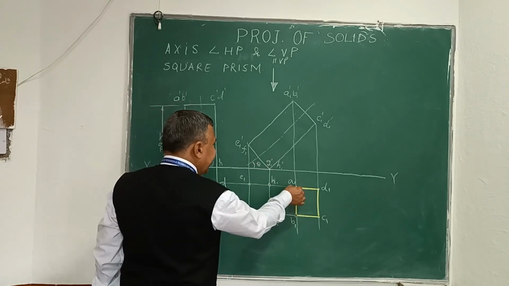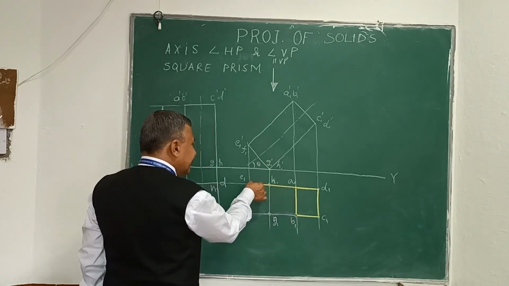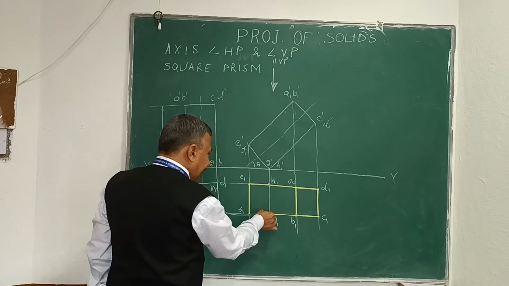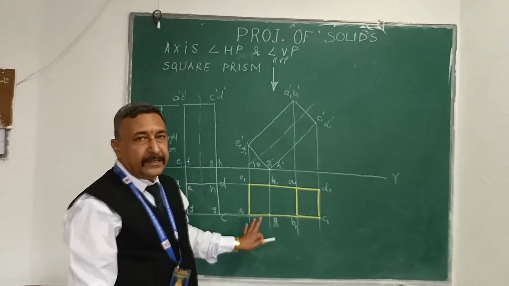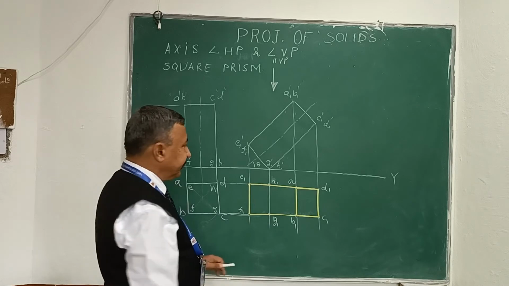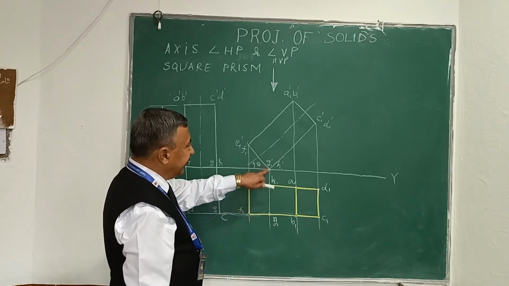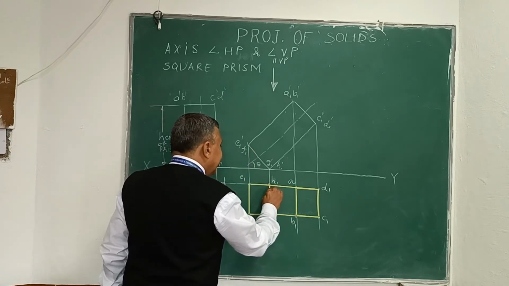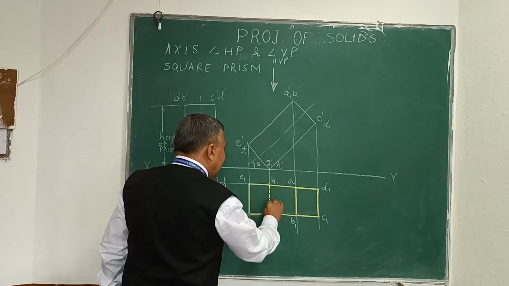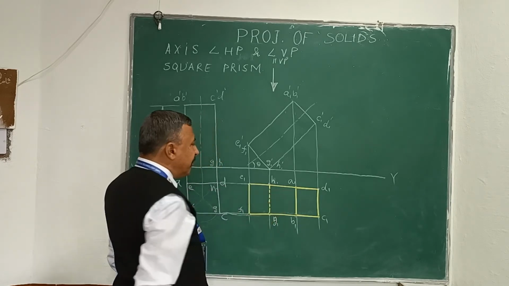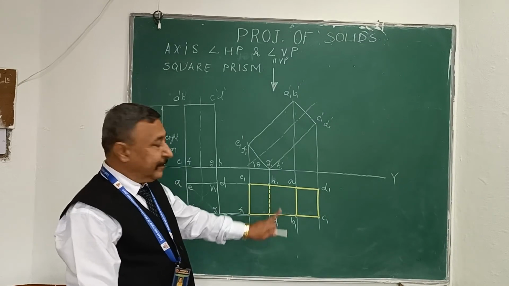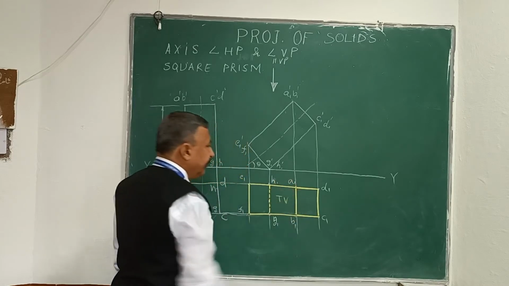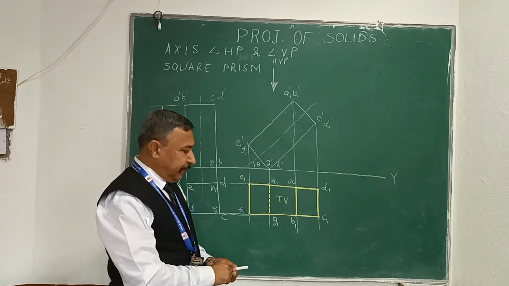Now we complete all outer lines, or we can say border lines, because outer lines and border lines are always visible. Now the remaining edge of this base is invisible, so we have to draw it using hidden lines. So this completes our top view.